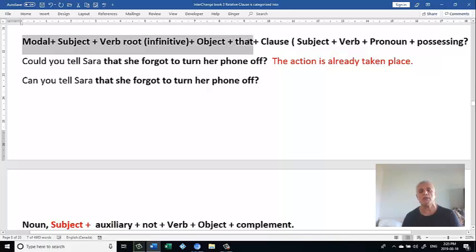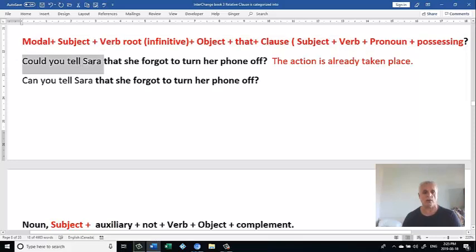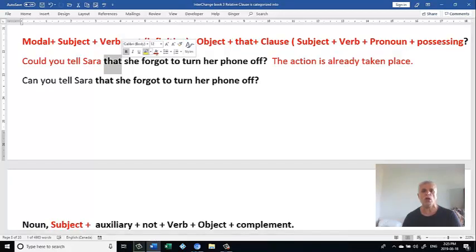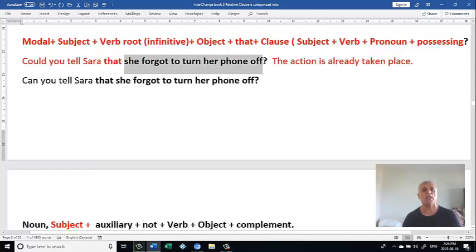Then we have to connect it to the second part, we use that. Then we have the other clause, which, we said, a clause is subject and verb. Then here we have another pronoun, then we have possessive. Let's go to the sentences. Could you tell Sarah? Okay, that's the first part. That's the connector connecting the 2 sentences, 2 clauses. Then we say she forgot to turn her phone off.